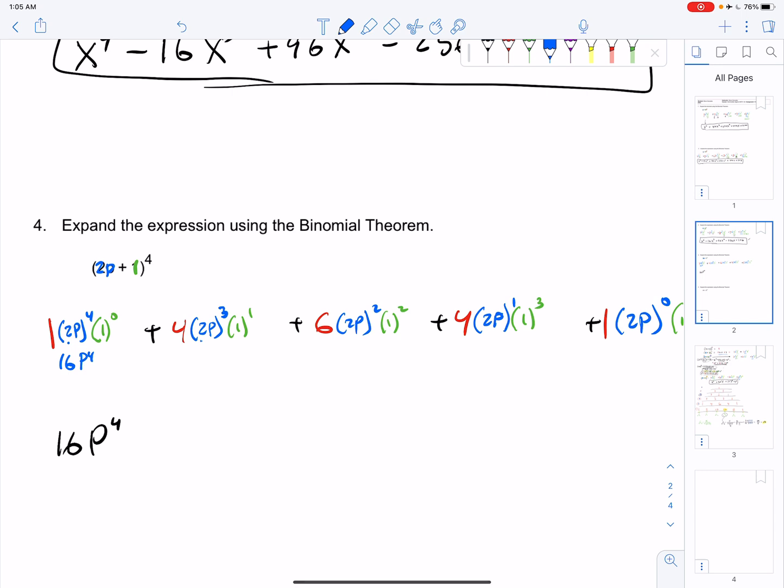This is 2 to the 3rd, which is 8, p to the 3rd, which is just p to the 3rd. Now we need to multiply 4 times 8, p to the 3rd, times 1. So 4 times 8, that's going to give me 32. And I've got p to the 3rd. Okay, this blue is 2 to the 2nd, which is 4, and p to the 2nd, which is p squared. So now we have 6 times 4 times 1, or 6 times 4, which is 24. And then I've got p squared.